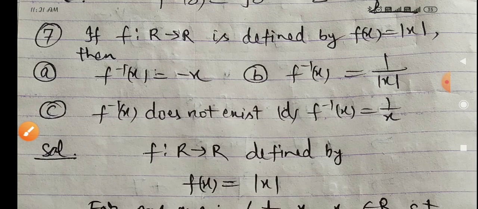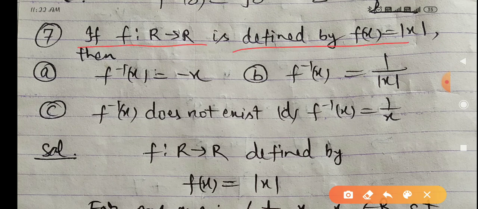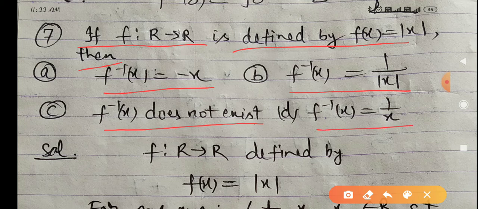In the seventh question, if f: R to R is defined by f(x) equals mod x, then four options are there. Option A, f inverse x equals minus x. Option B, f inverse x equals 1 upon mod x. Option C, f inverse x does not exist. Option D, f inverse x equals 1 upon x. So which option is correct? You have to tell in this question.